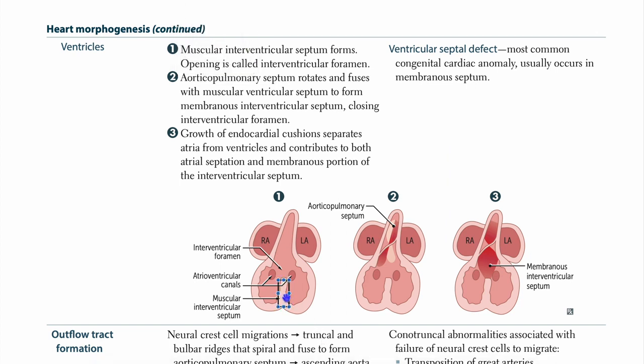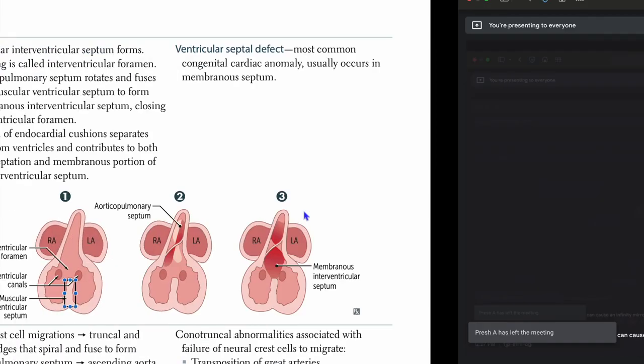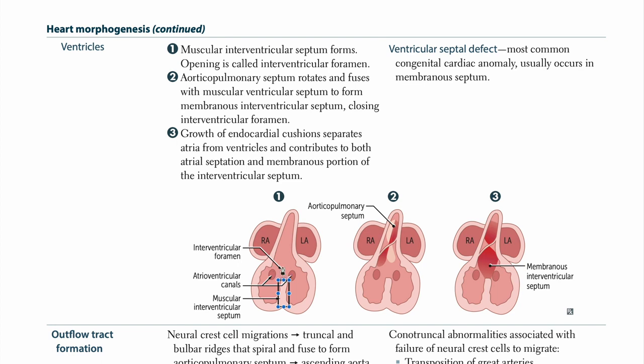Then we have the aorticopulmonary septum rotates and fuses with the muscular ventricular septum to form the membranous interventricular septum, closing the interventricular foramen. So we have the interventricular foramen right there. Okay, so what happens is the aorticopulmonary septum rotates, right? So this is the aorticopulmonary septum, and then this is going to go, actually it's going to go the other way.